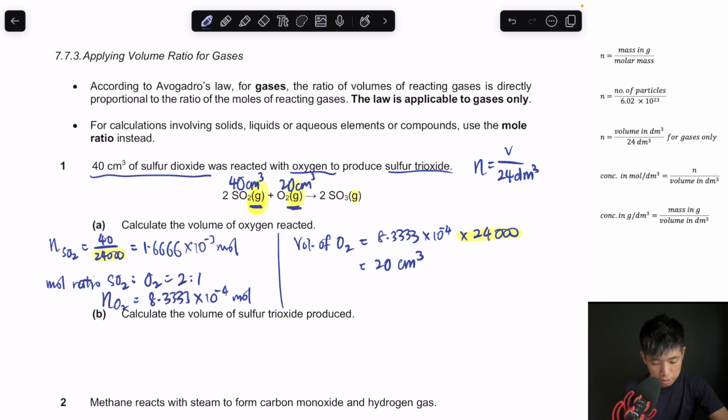In other words, when I say the ratio of sulfur dioxide to oxygen is 2:1, the volume then would be 2:1, so 40:20. So actually, part A, I don't even need to do any calculation. I can straight away tell you it's 20 because the mole ratio is 2:1. So likewise, if I go by the same logic, sulfur dioxide to sulfur trioxide is 2:2. So the volume of sulfur trioxide should be also 40.